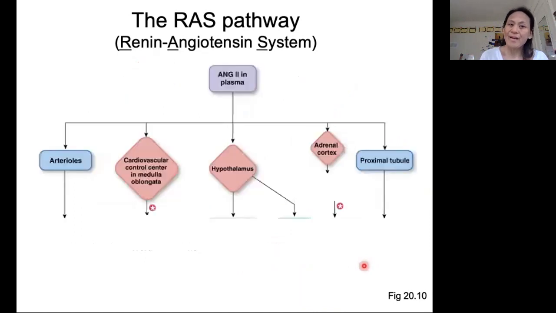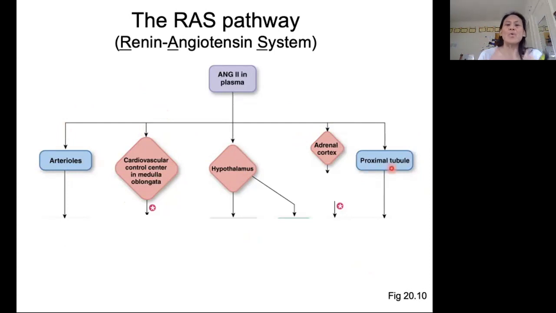Okay, so now let's take a look at the action of angiotensin 2. Basically, angiotensin 2 is going to have a variety of effects in the body that are going to work together to bring blood pressure back up. Remember that this is a pathway that we are activating in response to low blood pressure. So we're going to try to bring blood pressure back up. Okay, these are our targets of angiotensin 2: the arterioles, the cardiovascular control center in the medulla, the hypothalamus, the adrenal cortex, and the proximal tubule of the kidney, of the nephron.